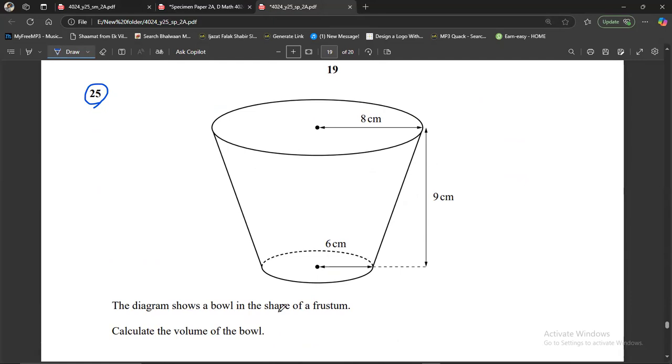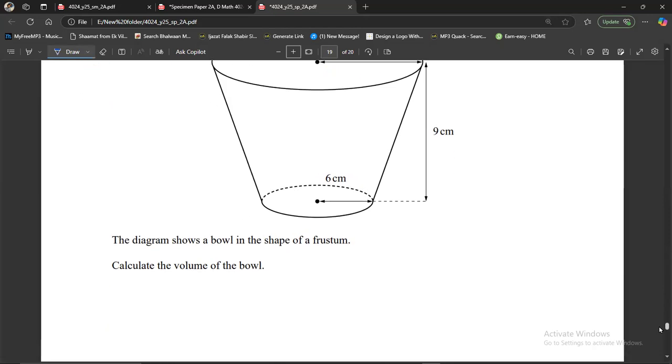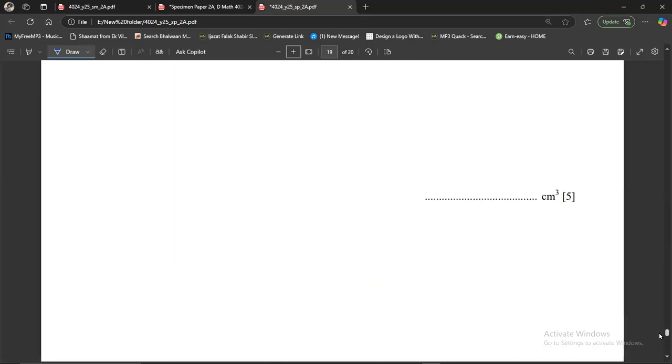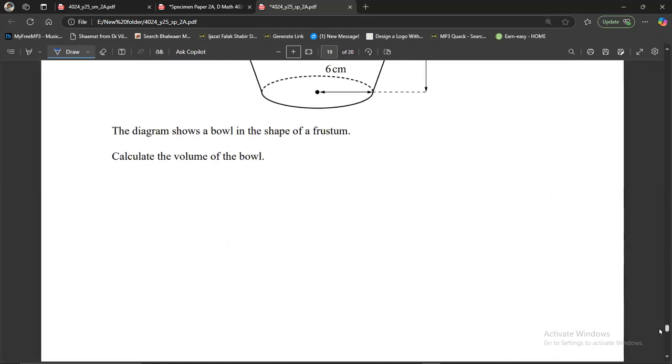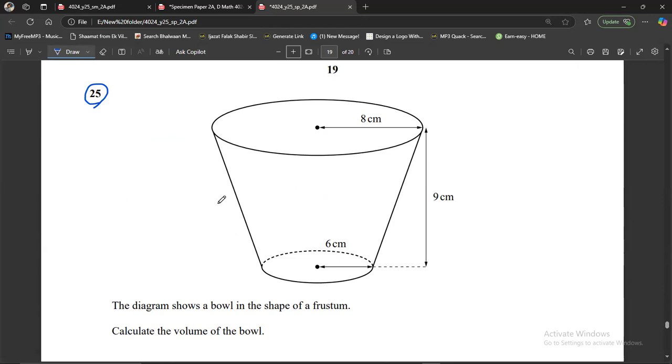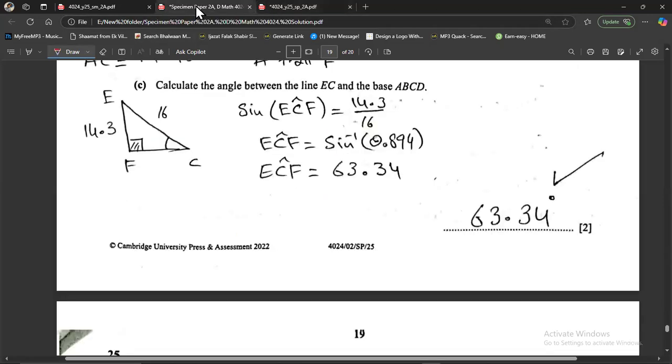The diagram shows a bowl in the shape of a frustum. Calculate the volume of the bowl. It's a 5 marks question. You have to calculate the volume of this shape. Let me show you.